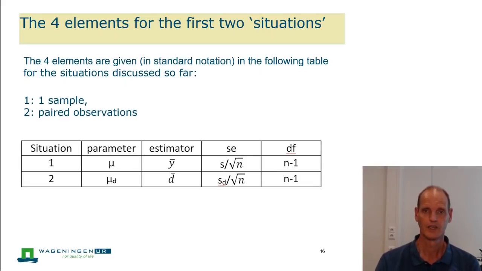freedom. For situation 1, we indicate the parameter usually by mu, the estimator by y bar, if the variable is y, the standard error, the standard deviation in the sample divided by the square root of n, and the degrees of freedom n-1. And for situation 2, it's exactly the same, except that we now apply this to the differences between the 2 observations, x and y. So parameter mu d, estimator d bar, standard error sd over square root n, and degrees of freedom n-1.